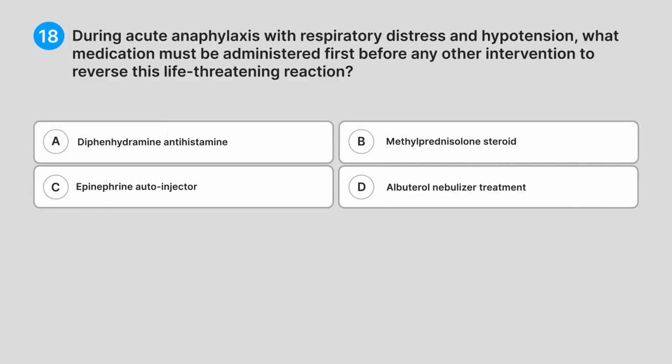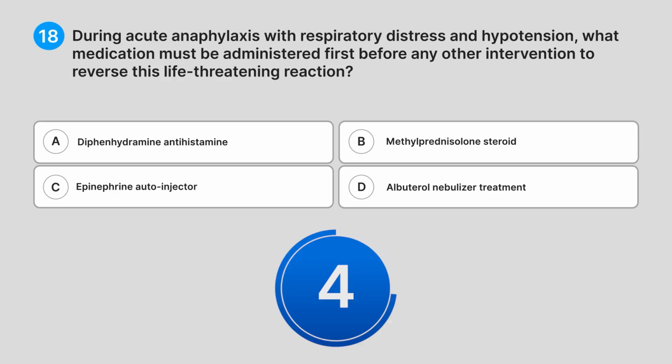18. During acute anaphylaxis with respiratory distress and hypertension, what medication must be administered first before any other intervention to reverse this life-threatening reaction? A. Diphenhydramine, antihistamine. B. Methylprednisolone steroid. C. Epinephrine autoinjector. D. Albuterol nebulizer treatment. Do you know the answer?